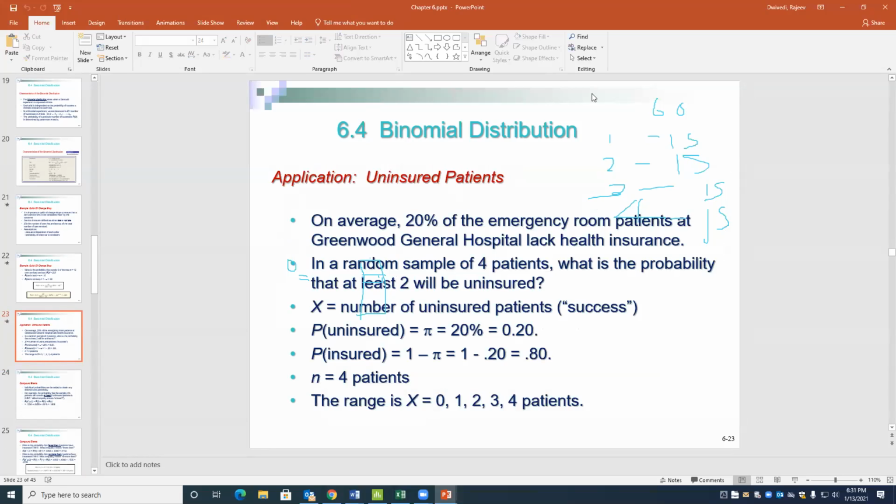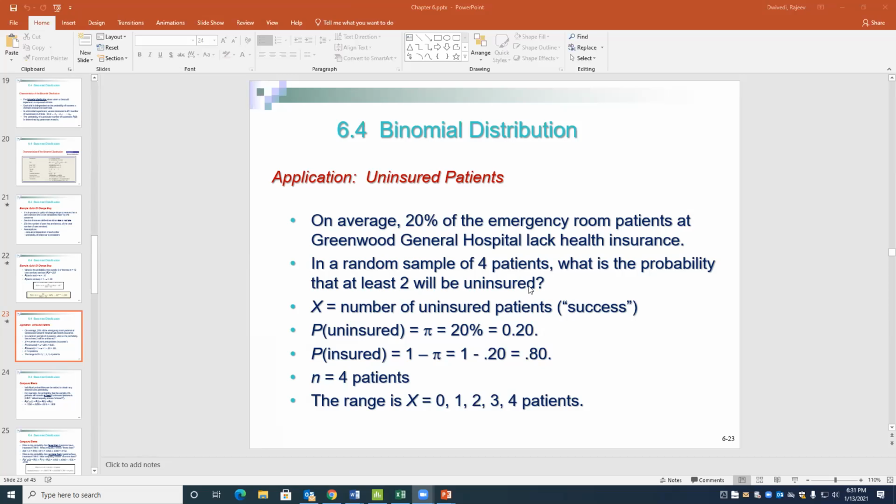Now look into the second example, which is: on average, 20% of emergency room patients at a hospital lack health insurance. So this is general data that came from the patients that the hospital normally stores, whatever patients come to the hospital, out of that 20% are uninsured. And they would like to see, in a random sample of 4 patients, what is the probability that at least 2 will be uninsured. So here pi is given, which is 20%.